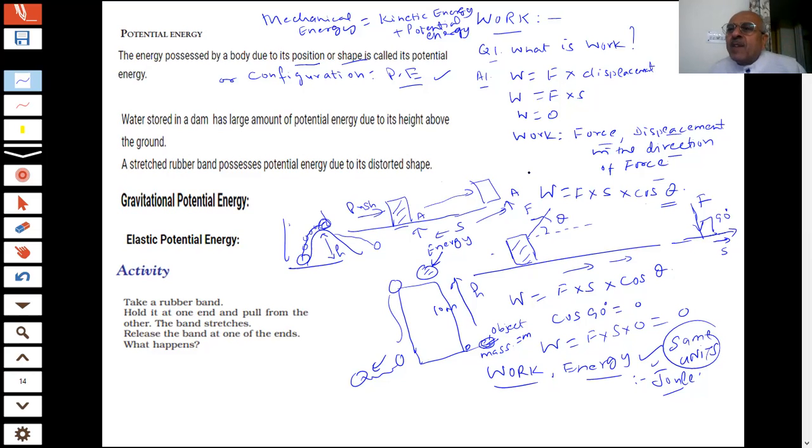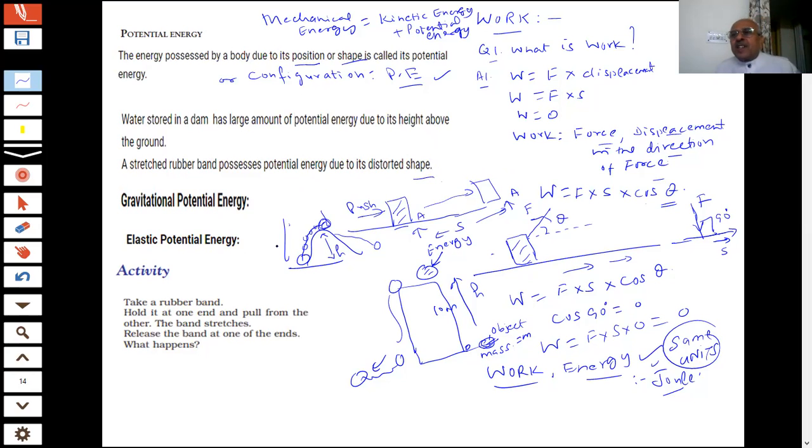So what type of energy is this, student? These are some of the examples we are talking about. Now you are clear that potential energy is the energy possessed by a body due to its position or shape or its configuration. Student, water stored in a dam has a large amount of energy due to the height above the ground. A stretched rubber band possesses potential energy due to its distorted shape, students.